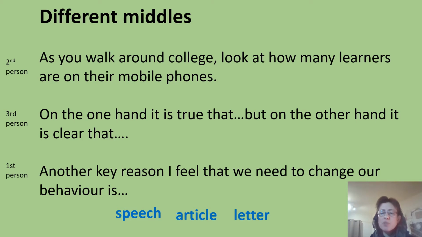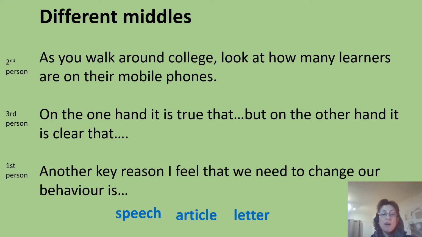Here are the middles, which are a little bit harder to distinguish, so I've put a clue on the left. As you walk around college, look at how many learners are on their mobile phones. Now that's in the second person addressing the reader. The third person is the second one. On the one hand, it's true that, but on the other hand, it's clear that. The third person means it's talking about the topic and not at all about the writer or the reader. And the final one is written in the first person.